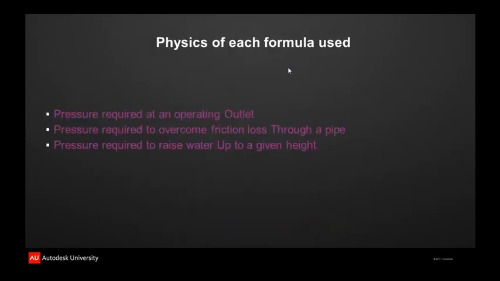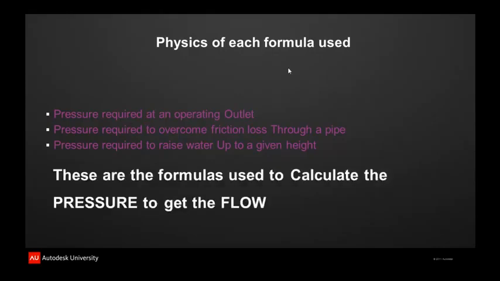The advantage now is that this is pretty easy to memorize or keep track of. There's three formulas. First one is to get pressure out. Second one is to get the pressure up. Actually, the third one. And the second one is to get the water through. And so if we just remember, these are the formulas that are used to calculate the pressure to get the flow out. That's out the outlet, up the pipe, and through the pipe to get the flow out of the system.